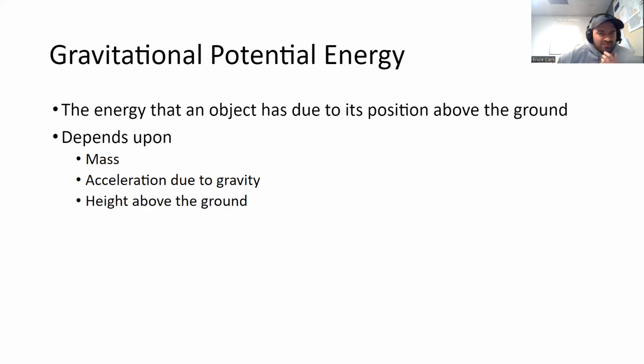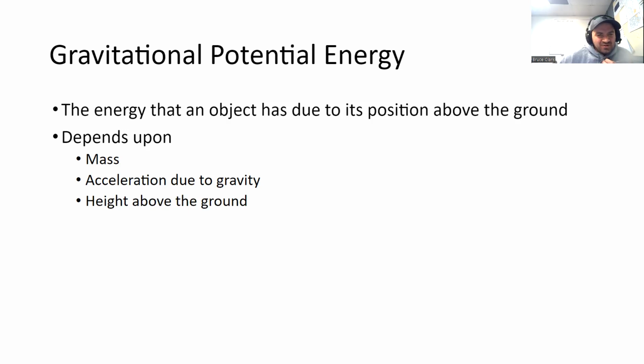And so with that, it depends on three things: the mass of the object. So the more massive the object is, the more energy it's storing. Acceleration due to gravity. If it's on Earth with an acceleration due to gravity of 9.8 meters per second squared, it's going to have more potential energy than if it was on the moon.